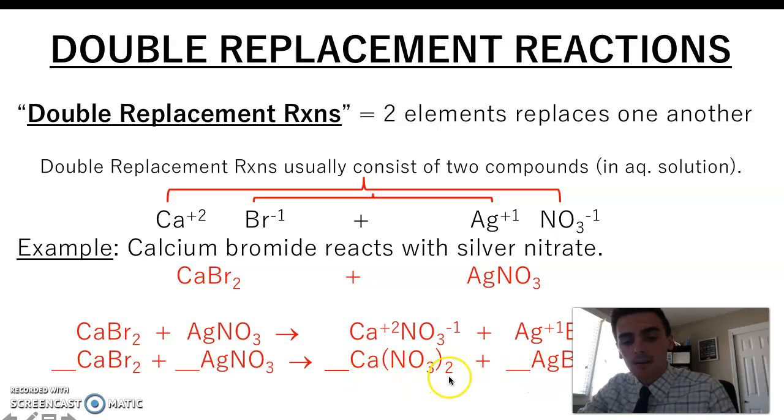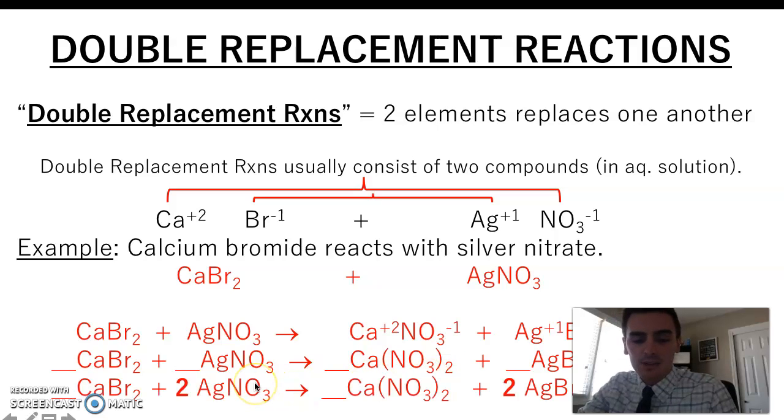Now we know it's not balanced because I can't end with 2 nitrates if I start with 1 nitrate, so we have to balance it by putting a 2 right there. Now I have 2 silvers, so I need to go over here and make this have 2 silvers. I now have 2 bromines, which is great because over here I have 2 bromines. It's balanced. That is how you do double replacement reactions. Just make sure you're careful with your brackets, draw your ions, and make sure you're crisscrossing carefully, and don't forget to balance.